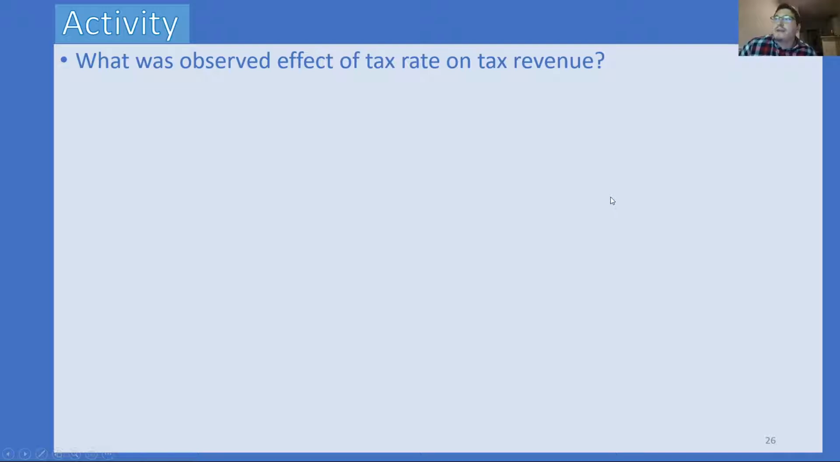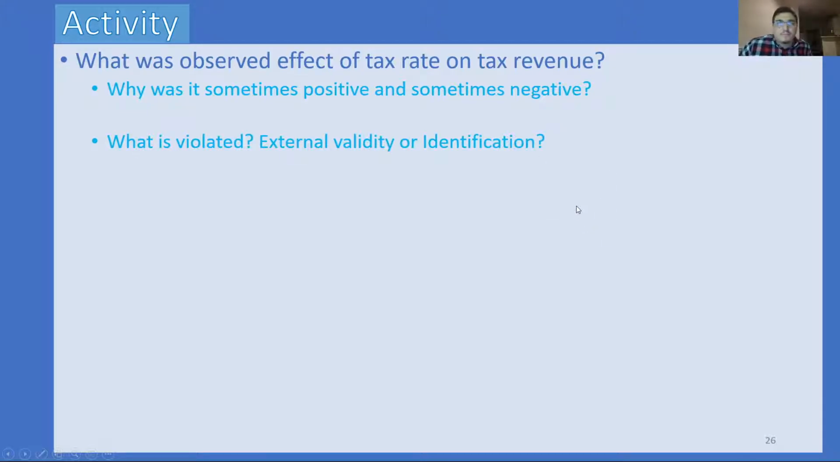And then what you want to ask yourself is, what's the observed effect of tax rate on tax revenue? If you try this in a classroom, you're going to see that sometimes it's positive. Sometimes an increase in tax rate is going to earn more money, as you would expect, as the rational case would be. But sometimes it's negative, and it's going to be negative because people evade taxes as the incentive to evade taxes increases. So we don't really have an answer to this question.